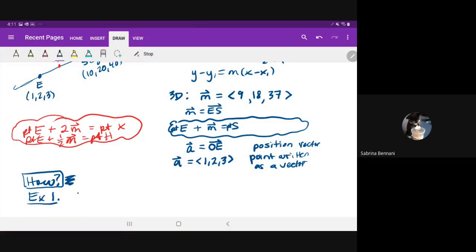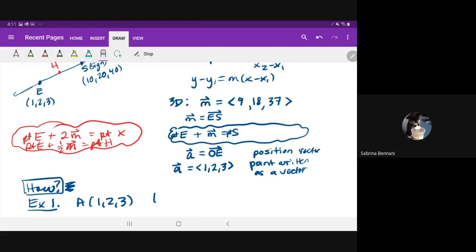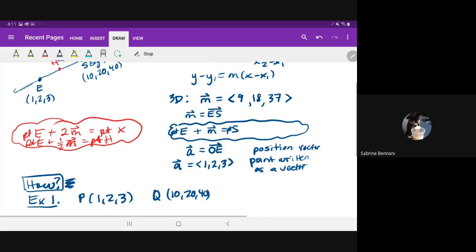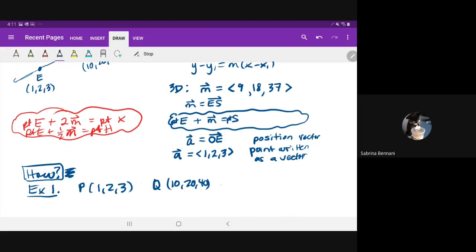Okay, so it gives you a point. So we'll call it A. That's 1, 2, 3. Okay, and then they give you another point B. Let's call it P and Q. It's better if you call it P and Q. Okay, so P and then Q. And then this is the point 10, 20, 40. Okay, so you have 2 points. And it says write the equation of line PQ. Okay, we could put a line on top.